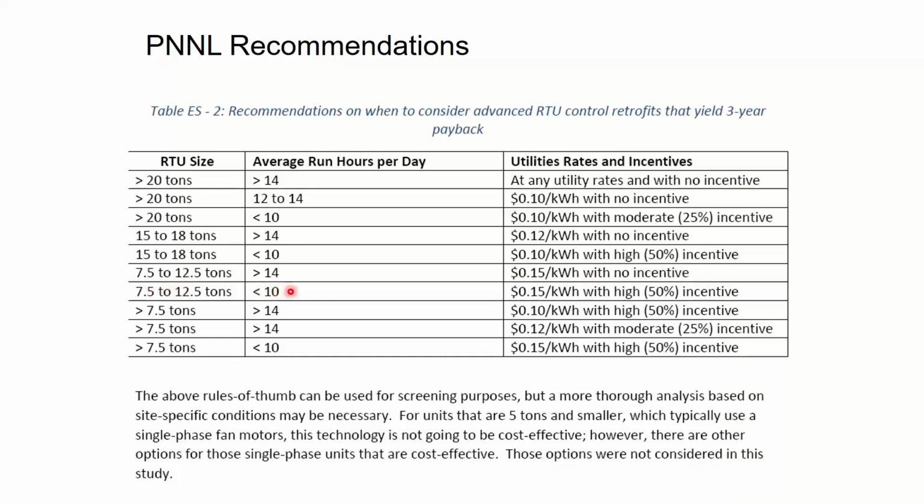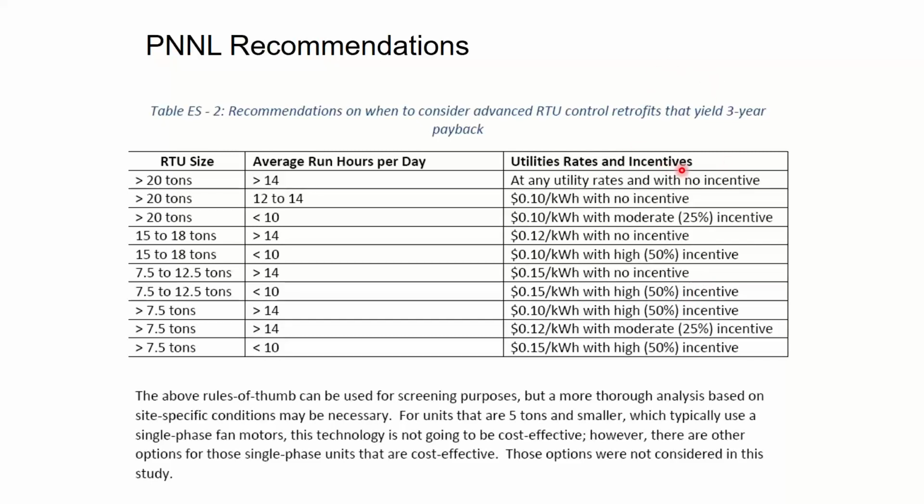If I have that same unit and I'm running it less hours per day, then I'm probably going to need the utility at that electric rate to pay for half of the difference between my basic unit and my high-end unit, my fan speed controlled unit, in order to get this to pay back in 3 years or less.